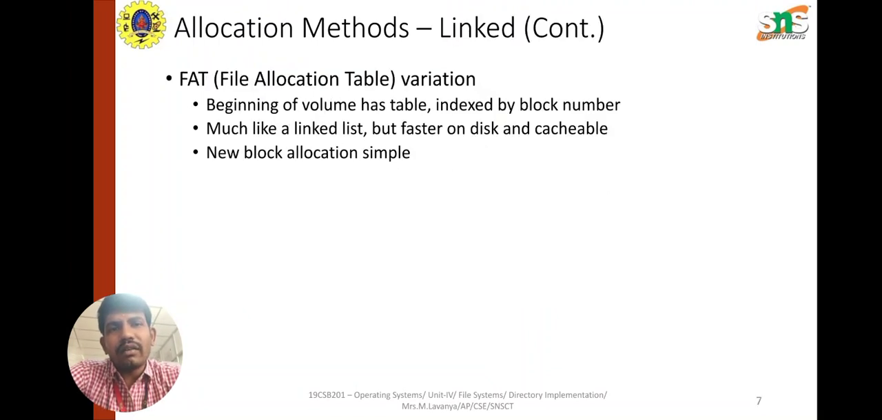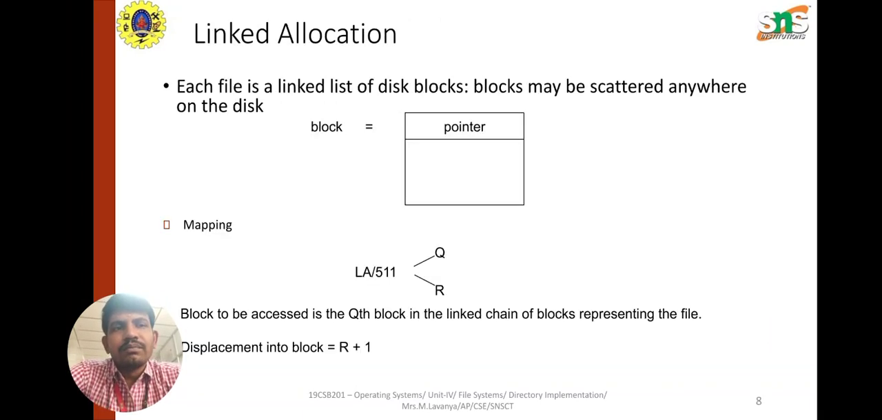Another allocation method is a variation of linked allocation, the FAT, file allocation table. It is at the beginning of the volume, and it is indexed by block number. It is used much like a linked list, but it is faster on disk and cacheable. It is a new block allocation scheme with file allocation table variations.